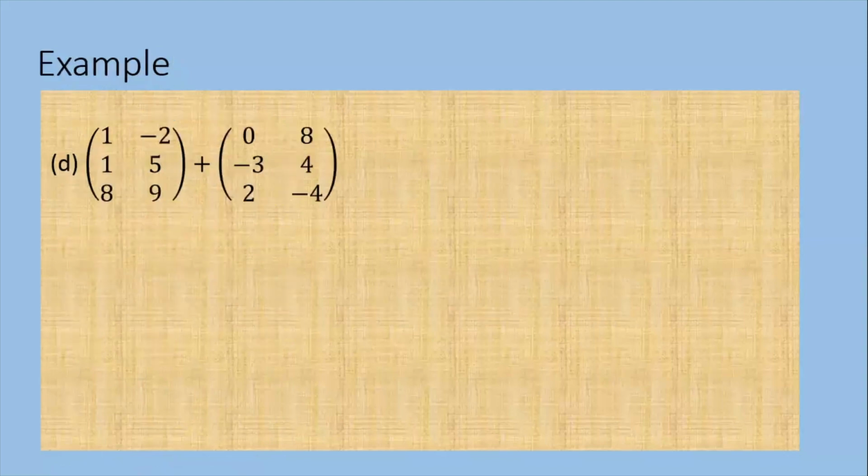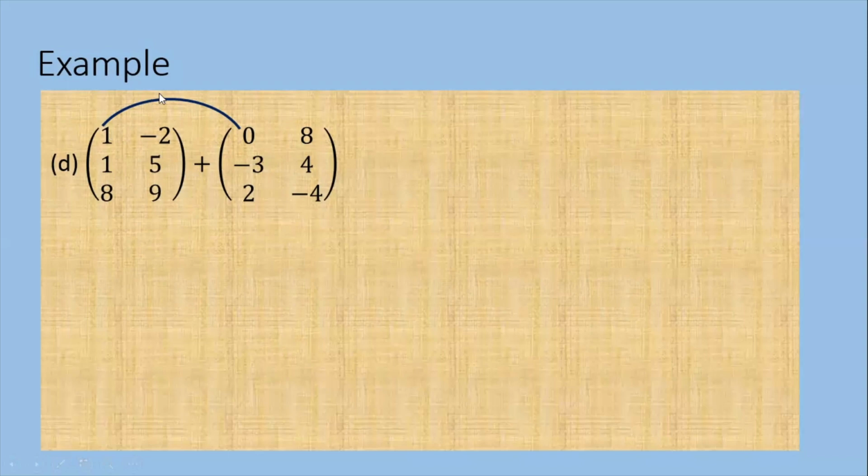Let's take another one. So the first one, you have 3 rows and 2 columns. The second matrix, you have 3 rows and 2 columns. So both matrices have the same order. If the two matrices have the same order, it means that we can add the corresponding elements, right? So how do we do it? Well, let's look for the corresponding elements.